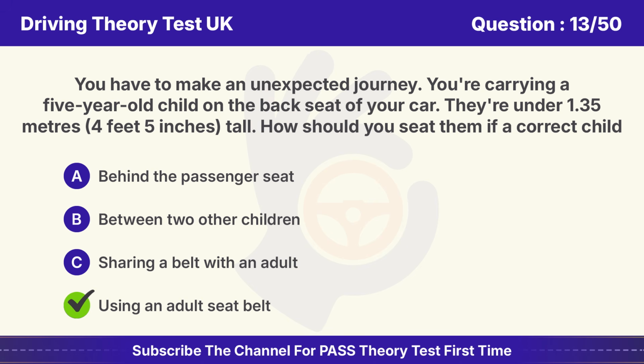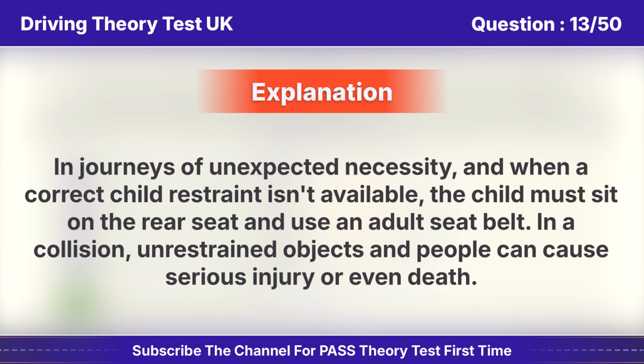Answer is D. Using an adult seat belt. In journeys of unexpected necessity, and when a correct child restraint isn't available, the child must sit on the rear seat and use an adult seat belt. In a collision, unrestrained objects and people can cause serious injury or even death.